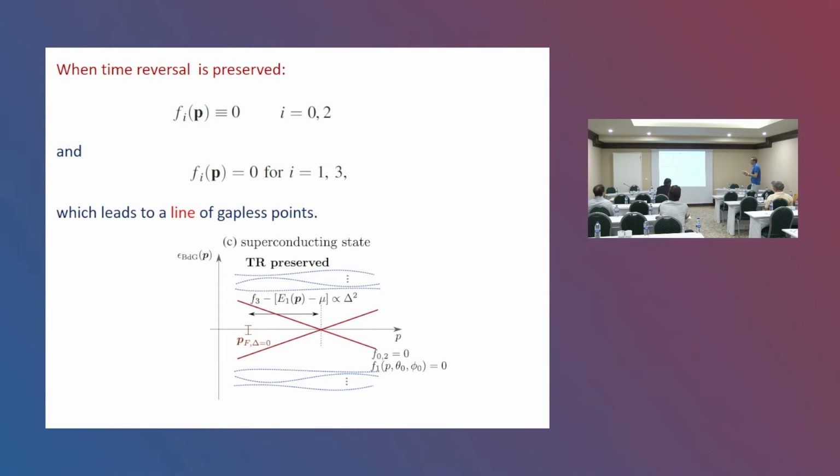So when the time reversal is preserved, it would have to be that f1 and f0 and 2 are 0, right? So that nothing like this happens, right? That is just a shift in momentum space, but the point is preserved, and it would then end up with essentially a line of gapless points. It would have two conditions on three variables, and it would be a line.